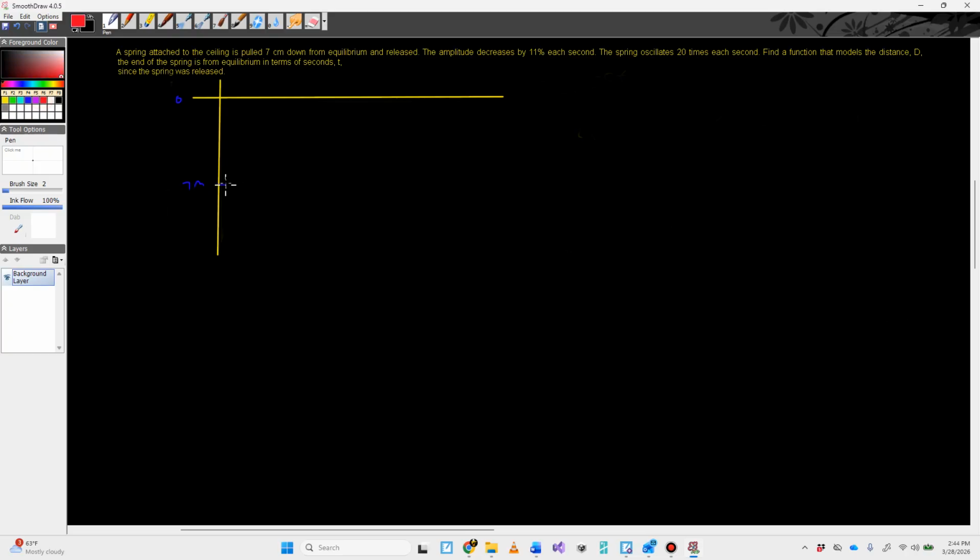And so the spring is going to start right here, and then it's going to oscillate back up, and then it's going to come back down, but it's not going to quite reach this point. It's going to be 11% less than that, and it's going to do it again and again and again, and keep losing until it's back to normal again. This is an example of damped harmonics.